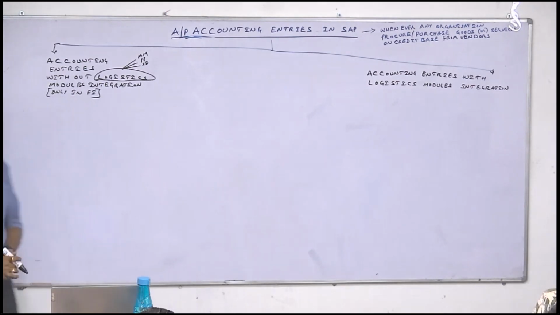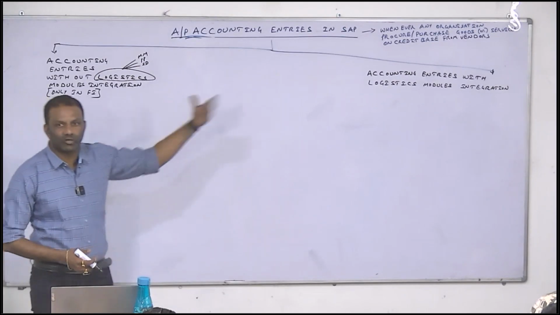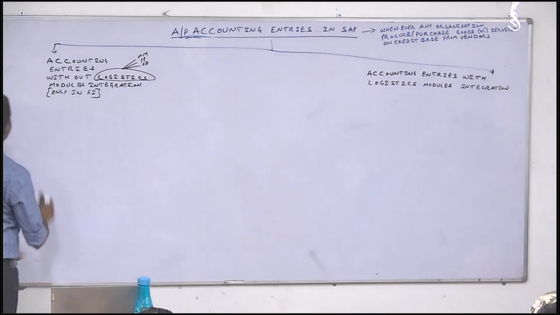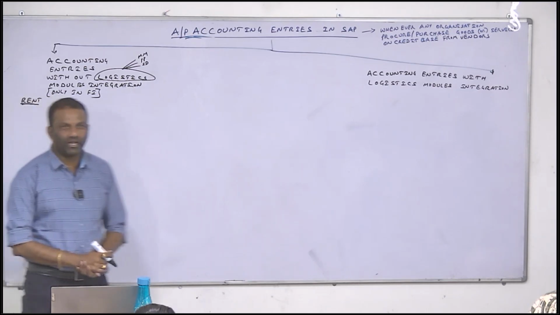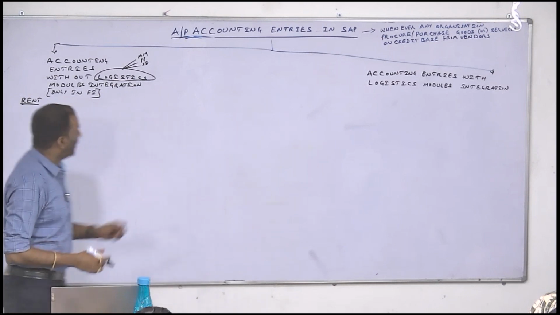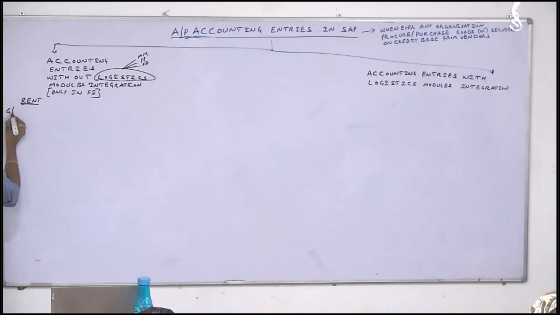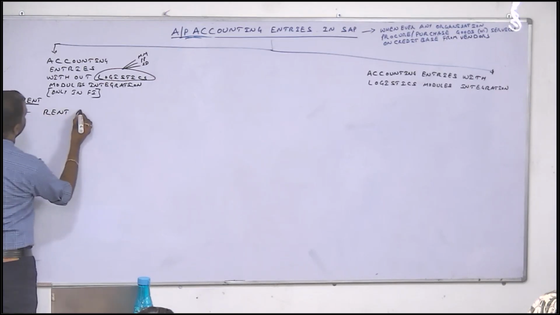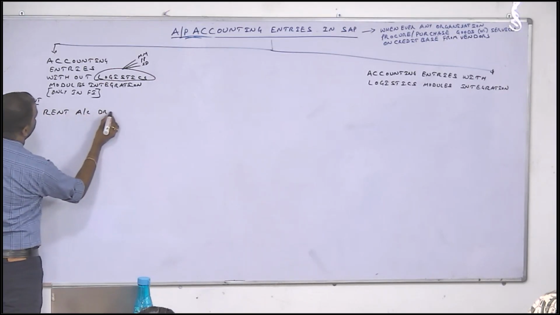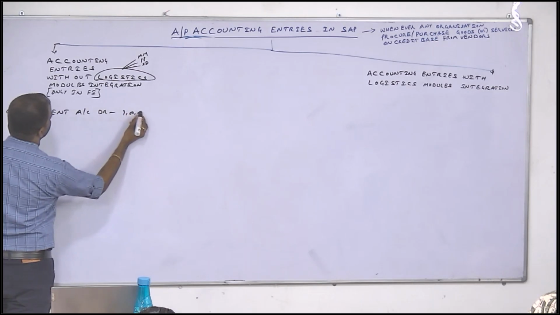Hope everyone understood, right? First I will try to explain this one. If time permits, I will go to the other, or else tomorrow I will take that. First I take rent as an example. Already we have discussed it in GL also, right or wrong? In GL also we discussed rent. What is the accounting entry we posted in GL? Rent account debit. Just assume how much? 1 lakh.